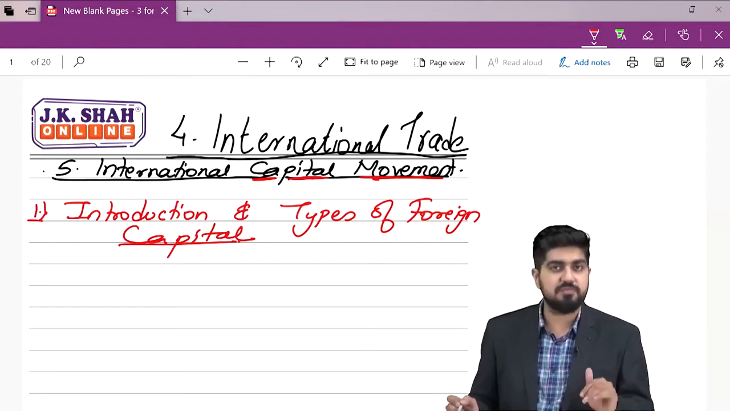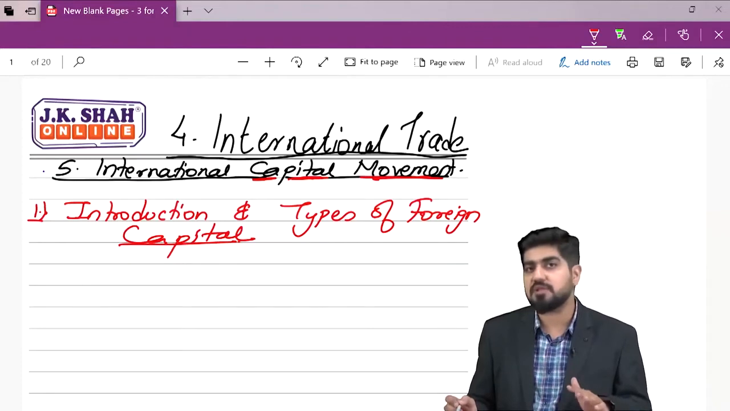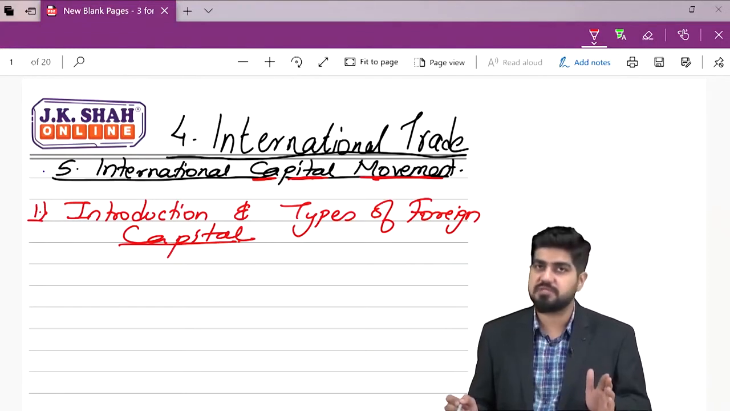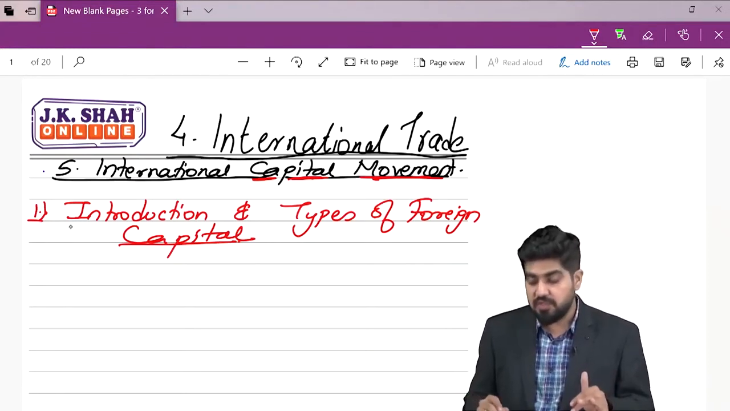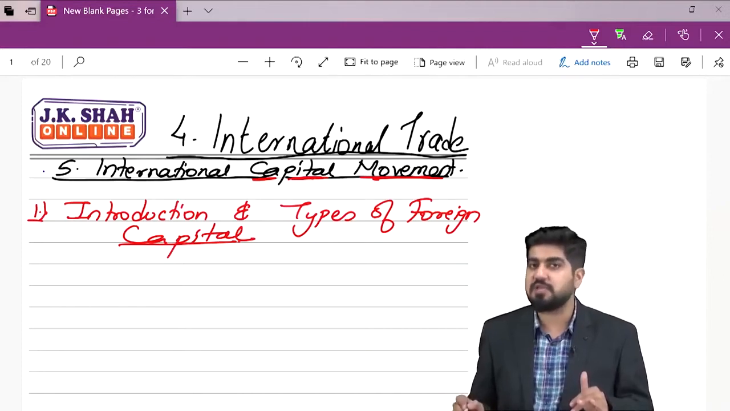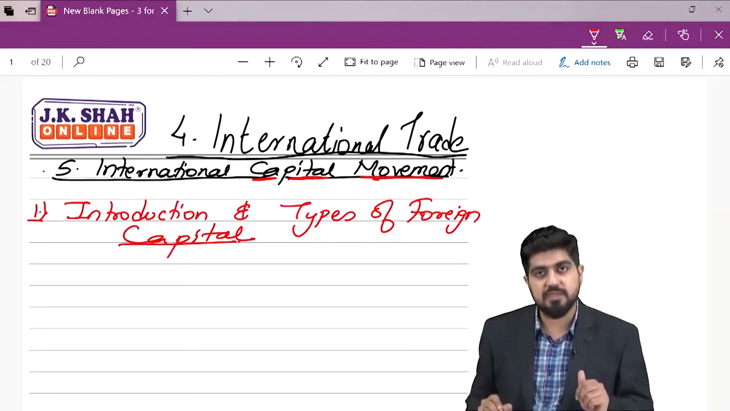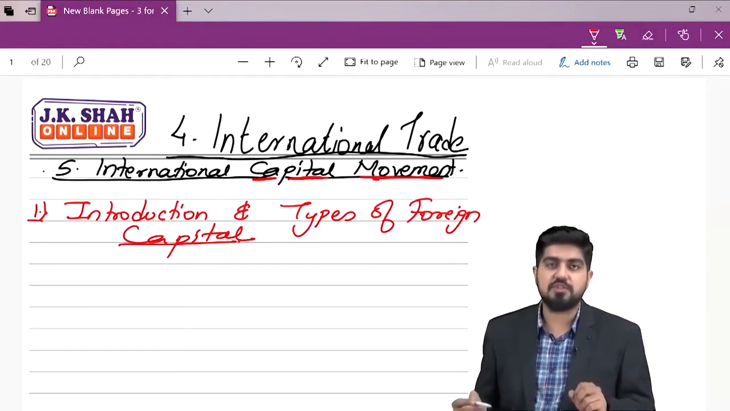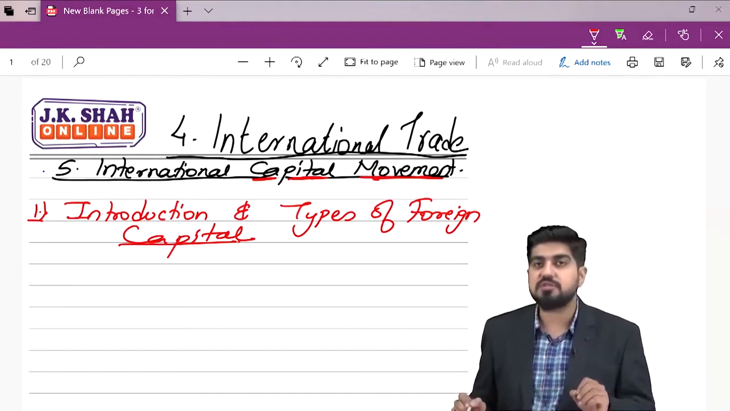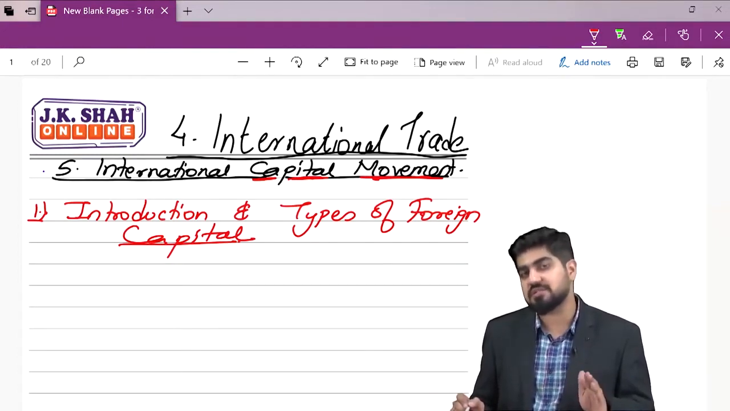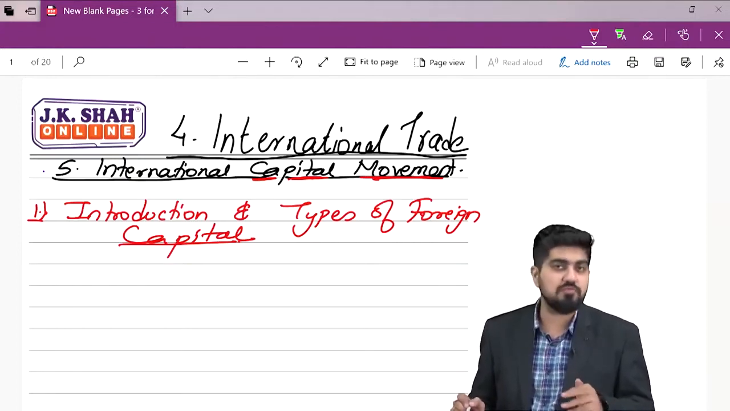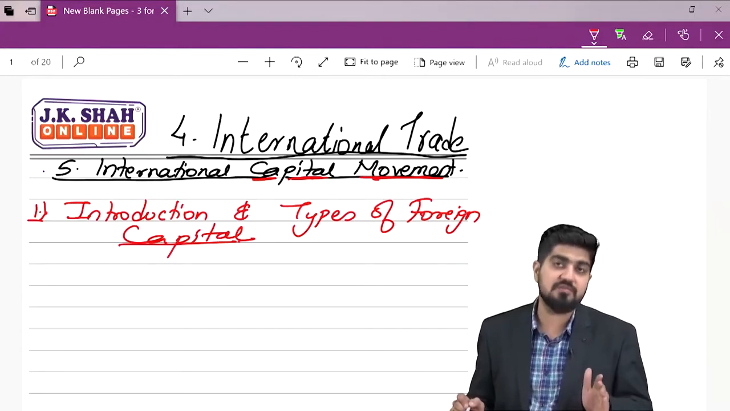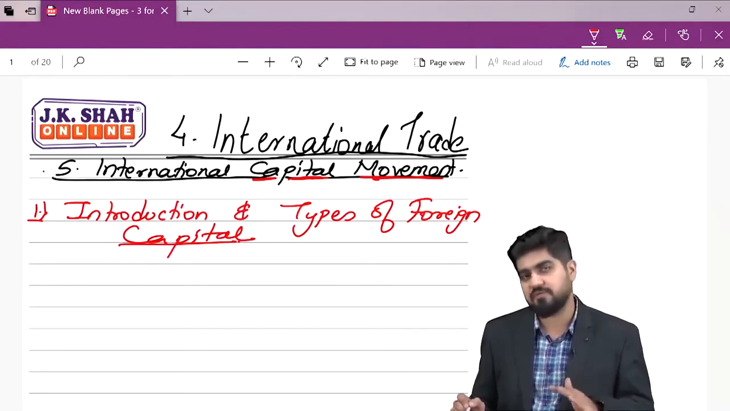However, in the initial part, when we talk about foreign capital, it is not only necessary that we are talking about business, it can be any particular transfer. So the first part, introduction and types of foreign capital, let us begin. Friends, can you tell me, whenever we are dealing with cross border currencies, what are the different types of monetary transfers that keep on happening? See, there cannot be only one type of transfer, isn't it? There will be multiple types of transfers.